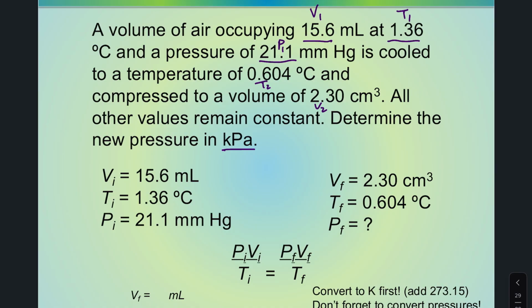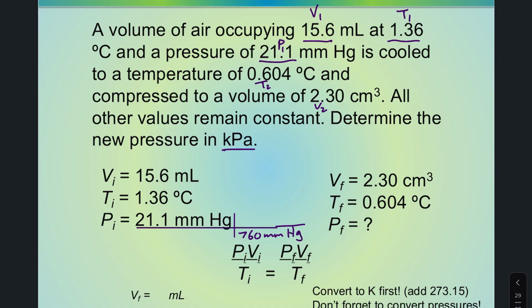We have currently millimeters of mercury. So the first thing that we want to do is convert this to kilopascals. It's going to save us in the long run if we do that. Literally, I had to restart the video because I forgot to do that. So we have 21.1 millimeters of mercury for every 760 millimeters of mercury. And you can get this value from that chart over there.